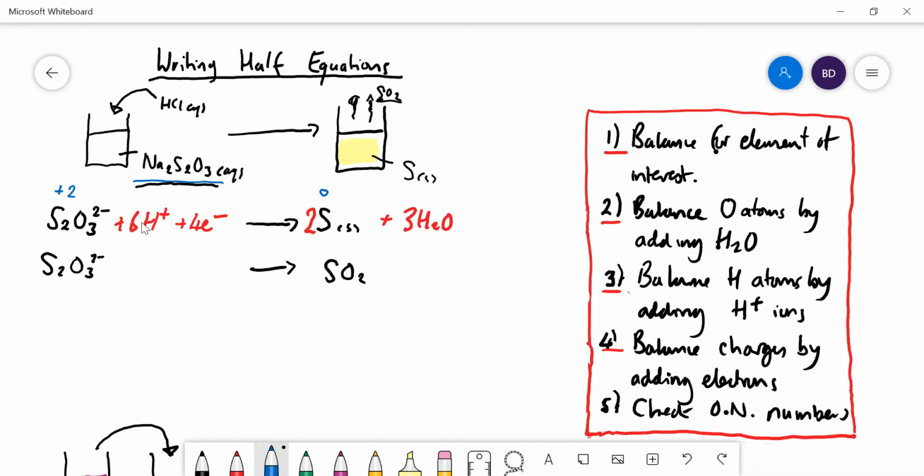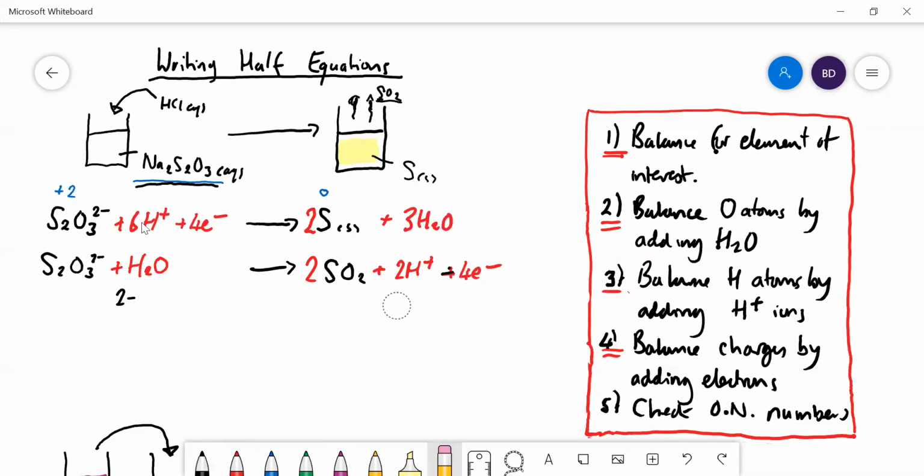Right. So balance the element of interest. Obviously, we need 2 there. Number 2, balance our oxygens. Well, we've got 4 on the right and only 1 there. So we need an H2O here, don't we? Then we need to balance for hydrogen. So we need to put 2H+ on this side of the equation. And then 4, balance our charges. So we've got 2- on the left, and we've got 2+ on the right. So that means we've got to turn that into 2- on the right by adding 4 electrons. So it's 4H+ and 4 electrons there.